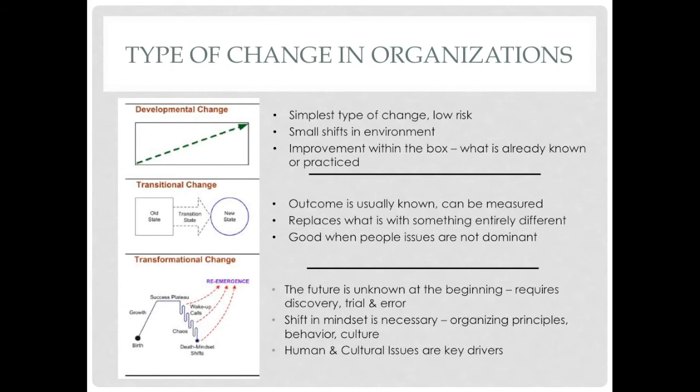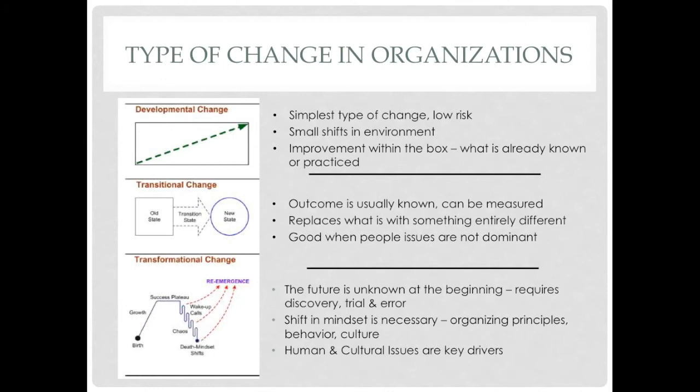First, developmental change is the simplest type of change, and it comes with the lowest risk. Usually you see small shifts in the environment when you go through developmental change, and improvement is within the box, which means it is applied to what is already known or practiced. Transitional change takes an organization from an old state through a transition phase to a completely new state. Usually the outcome is known or can be predicted and can be measured. It replaces what is with something entirely different, and it's also good when people issues are not the dominant problem.